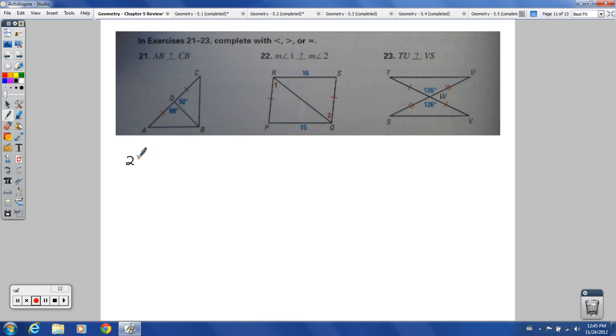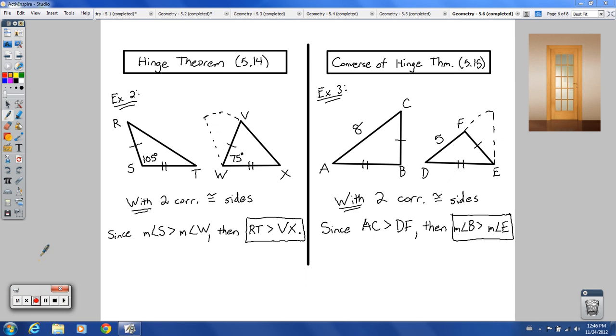Alright, so these ones should be a little bit quicker, I think. So AB blank CB, what do we put in there? Is it greater than, less than, or equal to? So let's look at the picture and look at what they give us here. This is 88, this is 92. These sides are the same here and here, and the other sides match up in both of them.